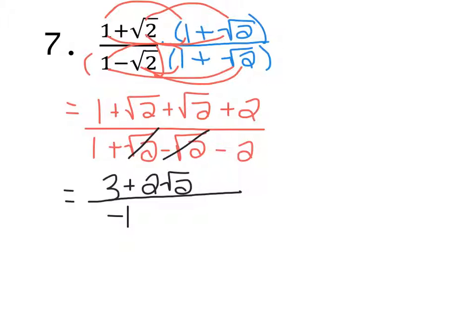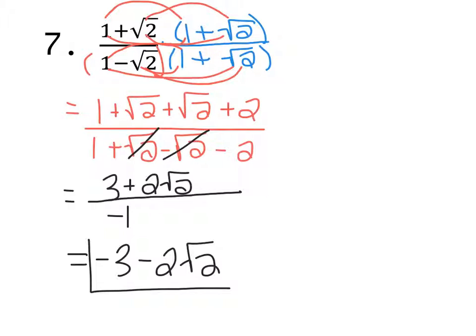Alright, and just so it looks a little nicer, I'm going to go ahead and divide that negative 1 in. So 3 divided by negative 1 is negative 3. 2 square root of 2 divided by negative 1 is negative 2 square root of 2. And that's your answer.